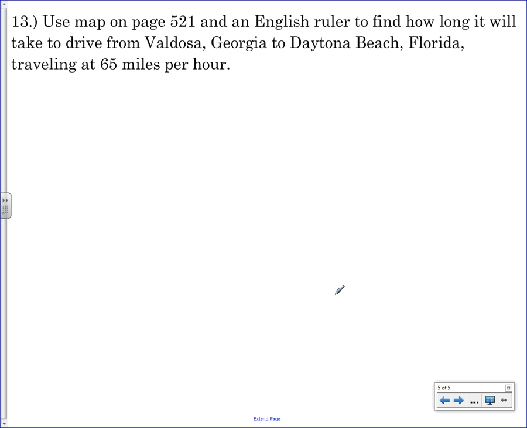All right, last one. Use the map on page 521 to find out how long it will take to drive from Valdosta, Georgia to Daytona Beach, Florida, traveling at 65 miles per hour. What we have to find out first is how far away are they, right? So we have to do what we just did again. So this time, what's our key? 1 inch to 200 miles. So you have to use the inches part of your ruler, okay? So switch over to inches and see how far away they are.